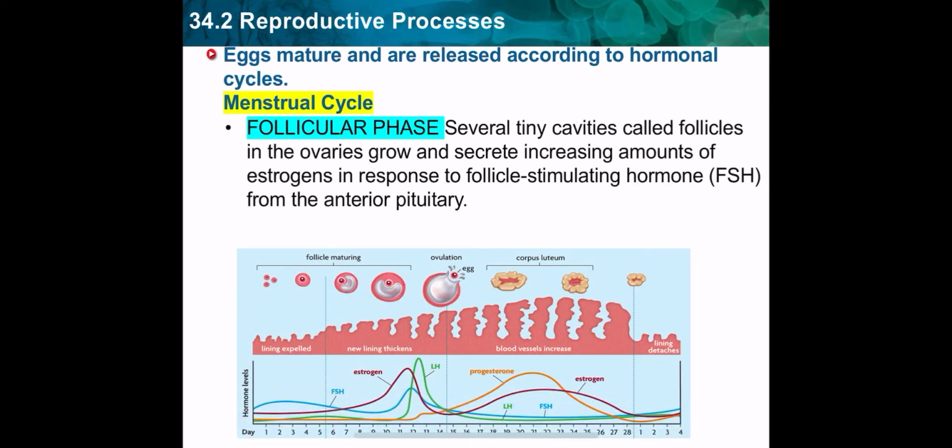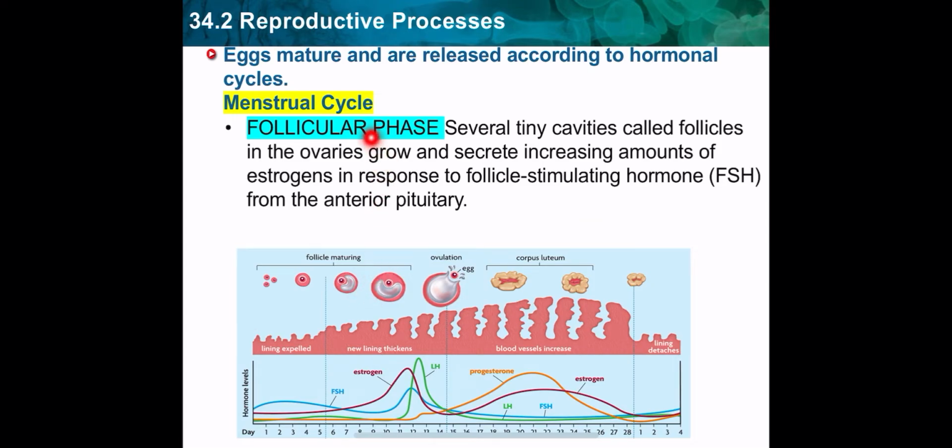The cycle in female is called the menstrual cycle, which occurs each month. The first phase in the menstrual cycle is the follicular phase. This is the phase after menstruation. If I want to count days, I can start from the period or bleeding. After menstruation, there is formation and maturation of follicles. This is the follicular phase.